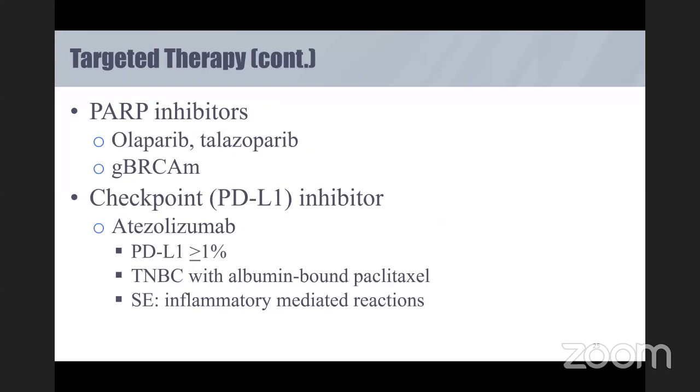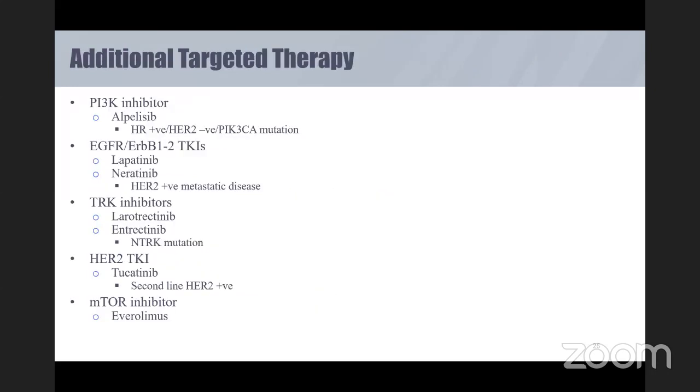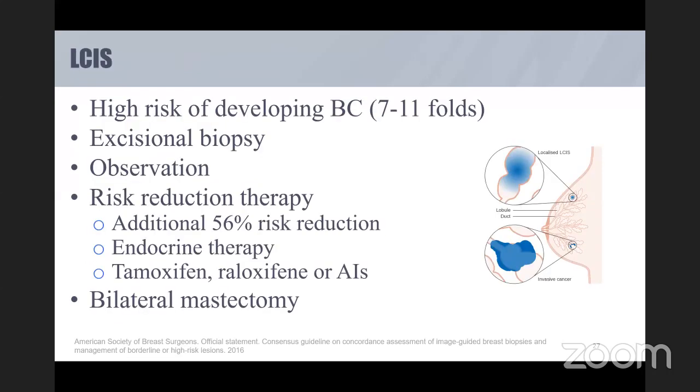في عندنا بارب انهبيتورز اللي هم اولابريب وتلازريب، وهذول بيستخدموا غالبا للبيشنت اللي عندهم براكا. تشيك بوينت انهبيتور اللي هو الاتيزوليزوماب يستخدم للتريبل نيجاتيف بريست كانسر مع الباكليتاكسل. وهذه التارجت ثيرابي الاخرى بتستخدم least commonly في البيشنتس اللي عندهم ميتاستاتيك و advanced cancer. طبعا سريع كده، بس هناخد كل stage of the disease و how can we treat it.